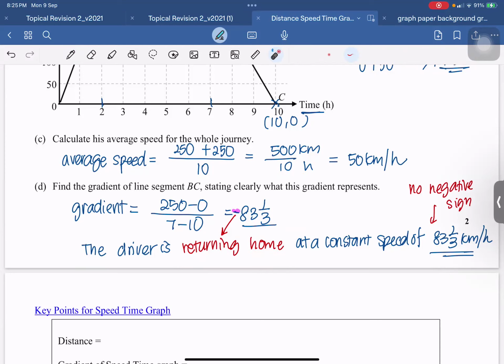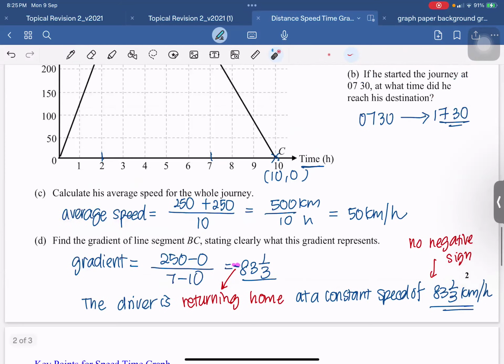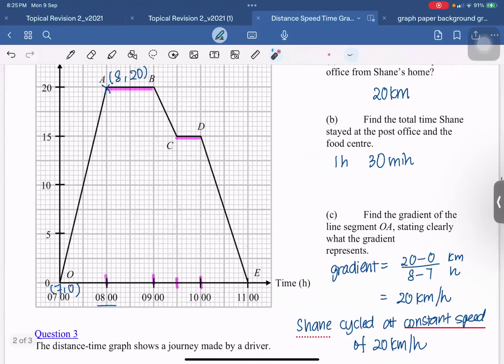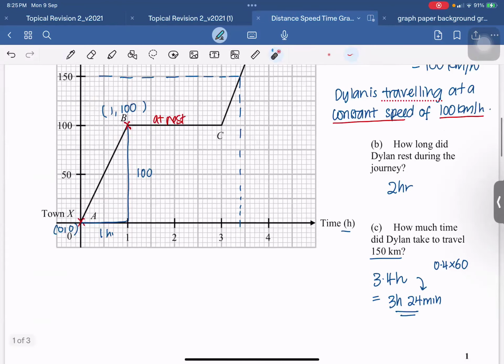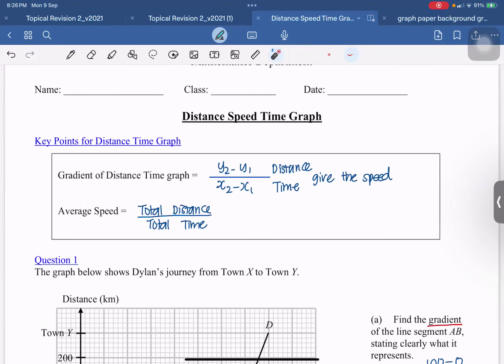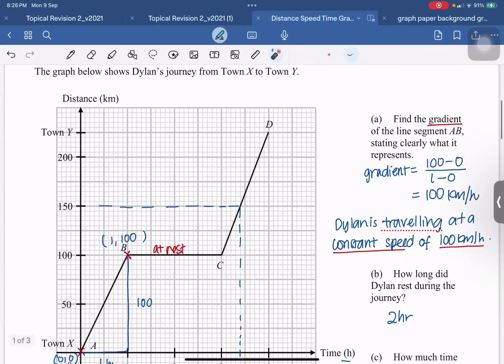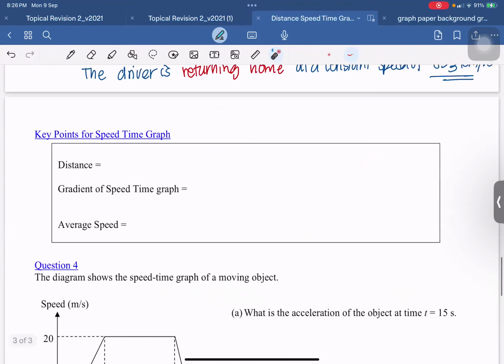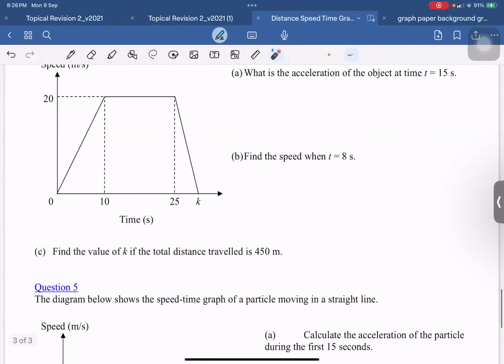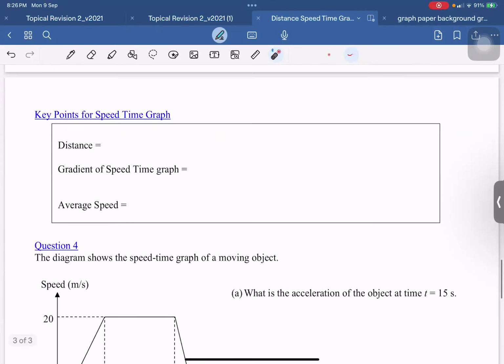Is this okay? So this is for the distance time graph. The main key points to take note: the gradient tells you the speed, and the average speed must take the total distance divided by total time. Next one, if you're okay, then I'll continue to the next part. I'm going to do this one a little bit slower.